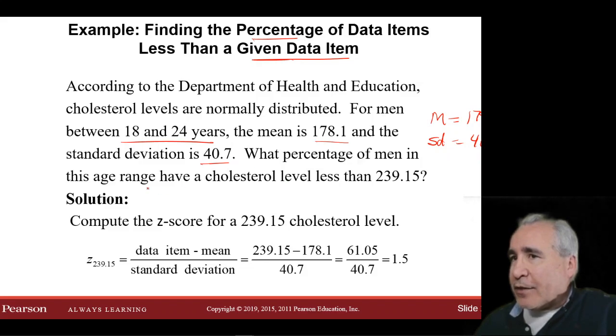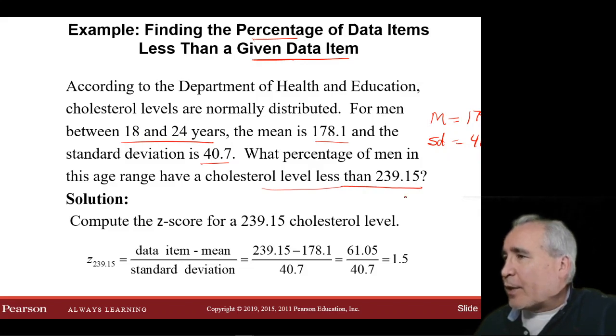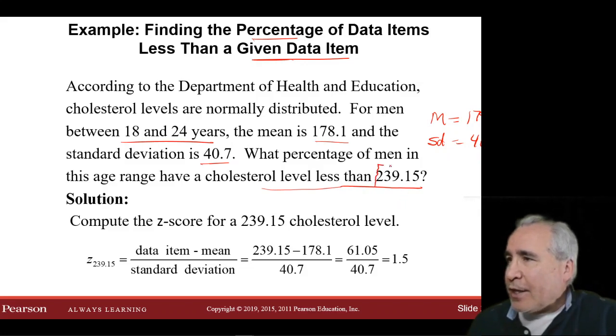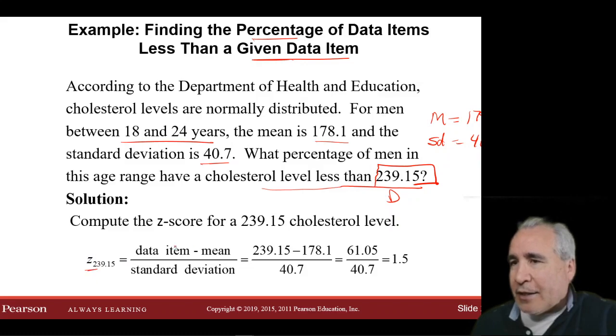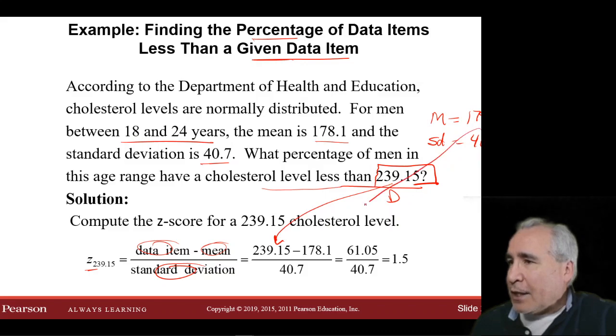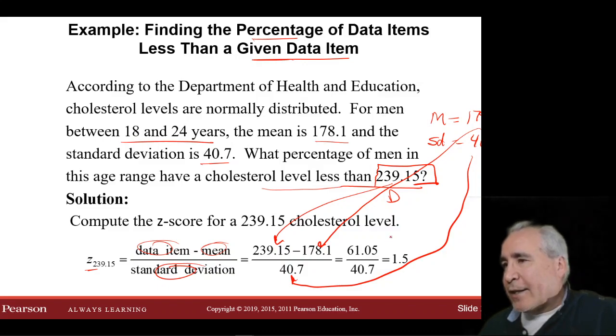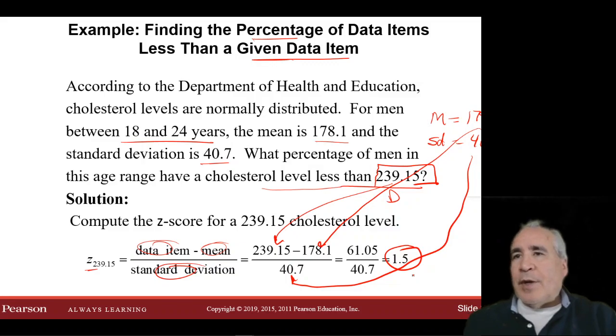What percentage of men in this age range have a cholesterol level less than 239.15? Okay, what is this? This is a data value. So first we go about the z-score. Here z is the data item minus the mean, divided by the standard deviation. So we fill in those things. The data value goes first, the mean comes next, and the standard deviation is what we divide by. We do the calculation and we find it has a z-score of 1.5.